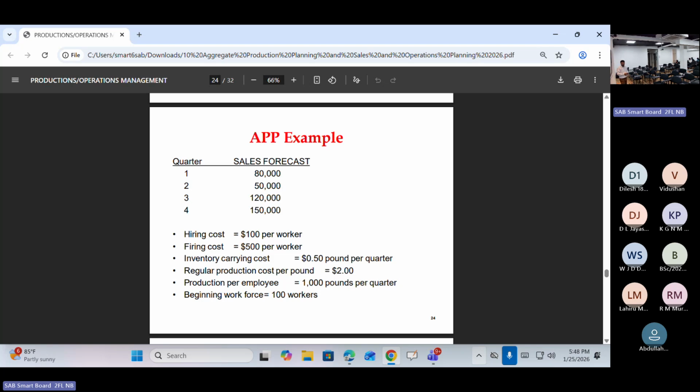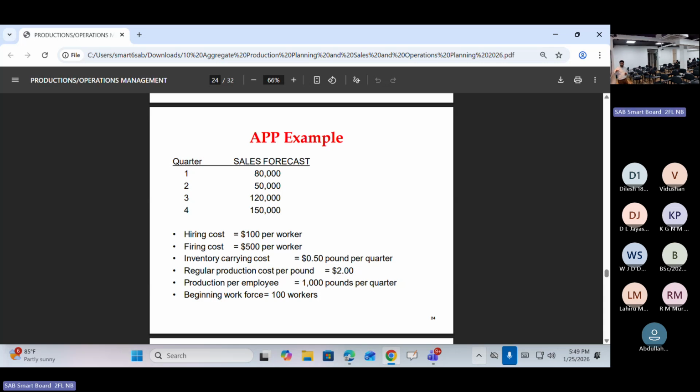The hiring cost per worker, $100. Firing cost per worker, $500. So likewise. And then inventory carrying cost is given as $0.5 per unit per quarter. Regular production cost per unit per pound, right? $2.